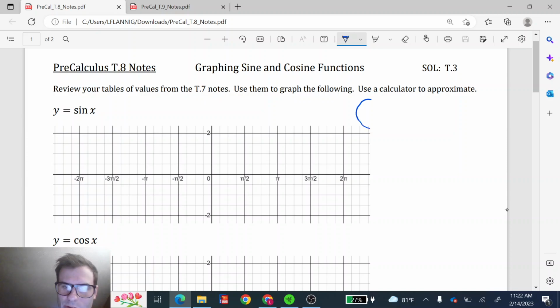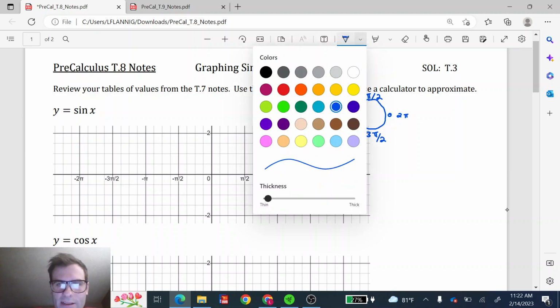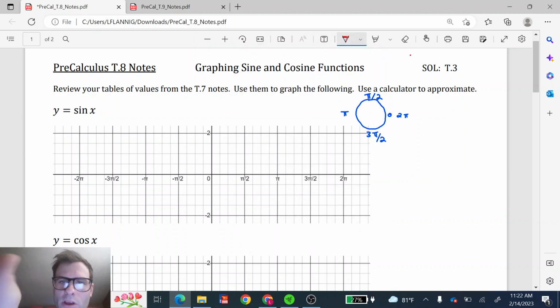If we remember the unit circle, we have basically four main positions. We have 0 or 2 pi, pi over 2, pi, and 3 pi over 2. These are the four main positions, and they hold the values as far as sine and cosine are concerned. If you remember, cosine deals with the horizontal, the x, while sine deals with the y, the vertical.